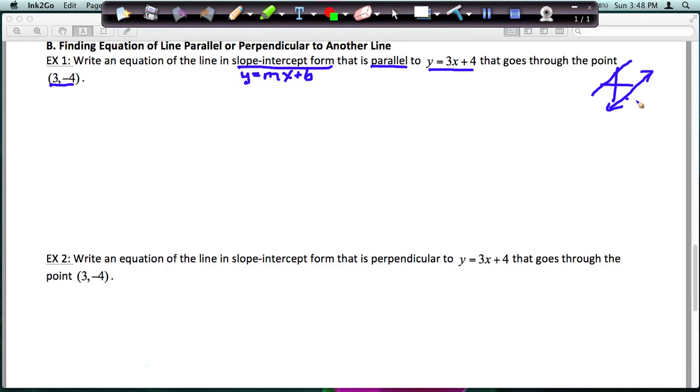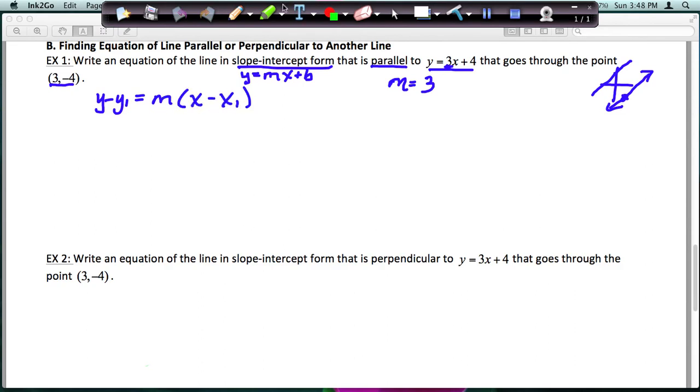So I have the point that it goes through, 3, negative 4, and I need the slope to find the equation of a line. Remember, if lines are parallel, they have the same slope. So the slope of this 3x plus 4 is this number right here in front of x, which is 3, and so the slope of the line I'm trying to find is also 3. Since they're parallel, if this slope is 3, this line also has a slope of 3. So I now have my point and my slope, and I'm going to plug them into my formula, point-slope form, to find the equation of the line.